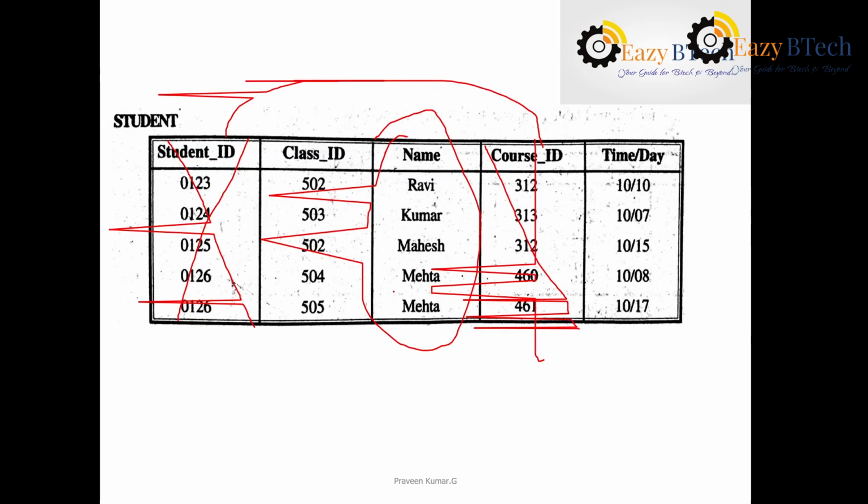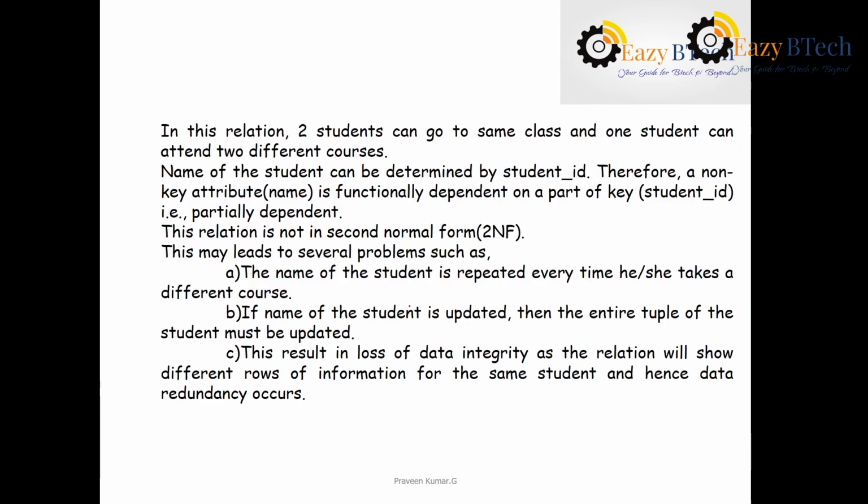Suppose here instead of Mehta Kumar or Mehta, Royal Mehta, if you wanted to update his name, that is a problem. The result of loss of data integrity is that the relation will show different rows of information. Suppose he has not updated his table values.